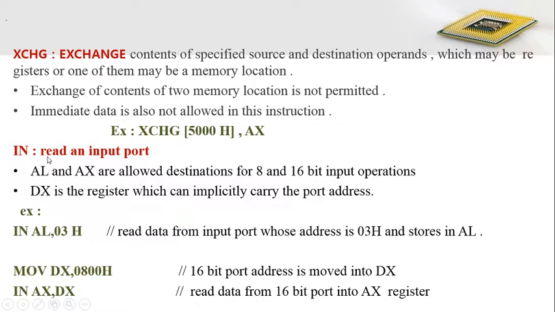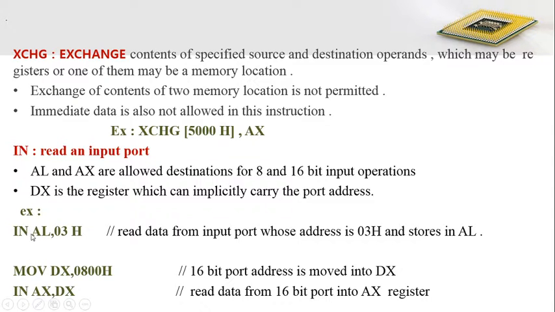Next is about the input port reading operation, which is represented by IN. AL and AX are the allowed destinations for 8 and 16-bit input operations. The only permitted destination for this input reading is AL or AX. DX is the register which can implicitly carry the port address. We can use this DX register in case of inputting and outputting in order to represent the port address implicitly.